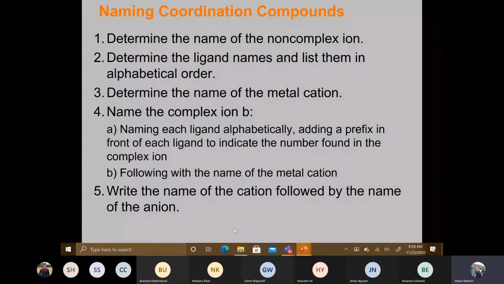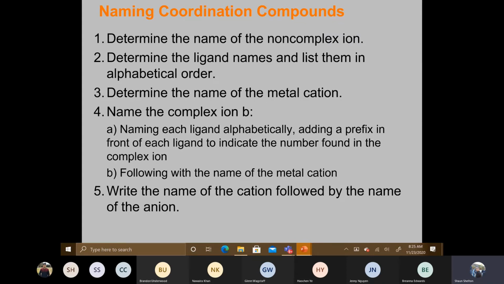All right, naming coordination compounds. Okay, so naming those complexes and then the counterions. So the first thing you got to do is determine the name of the non-complex, so that's the counterion. The Cl would be a good example. That would be chloride. So it's not like it's a whole different thing from what we did in 151. It's just a matter of putting pieces together to get the full name.